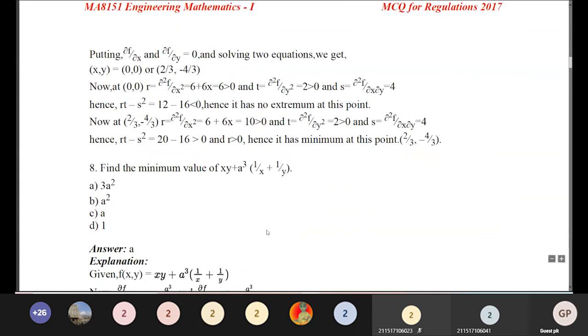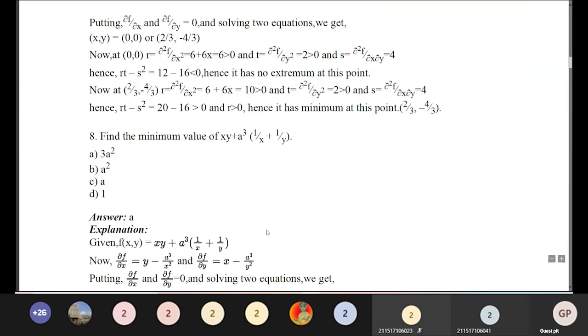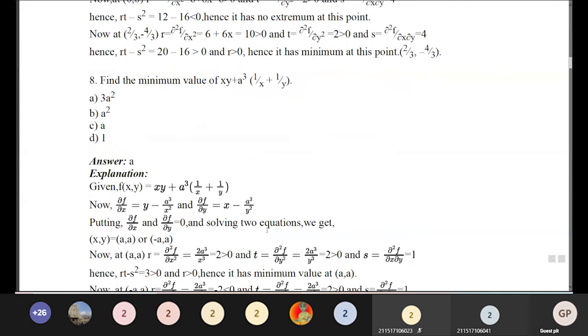Next problem, very similar: minimum value of a given function. The same procedure is to be followed. Definitely the function looks complicated, but if you have the procedure, no problem.